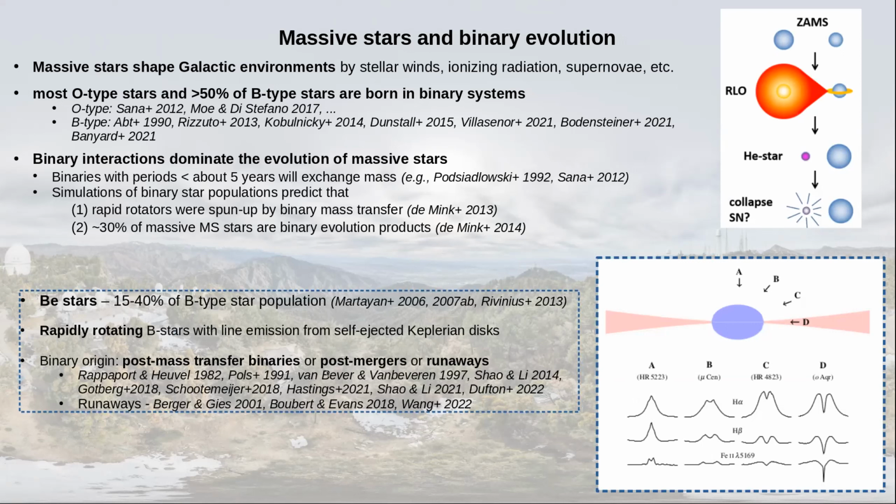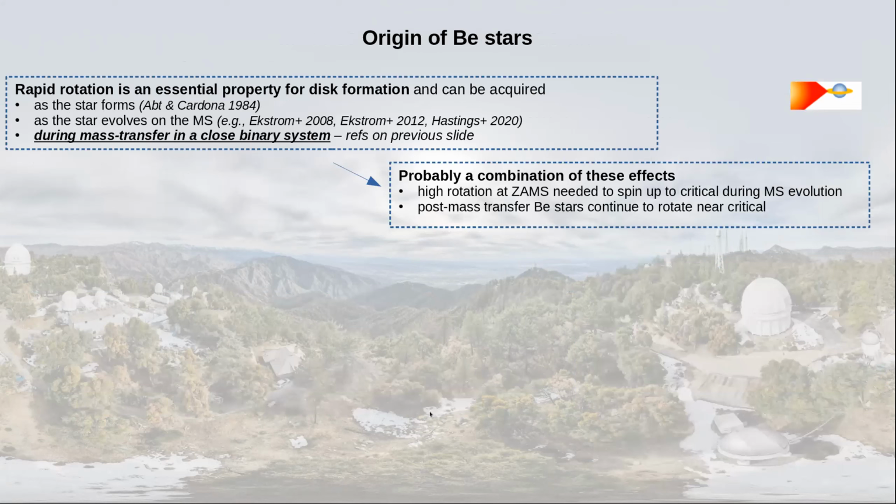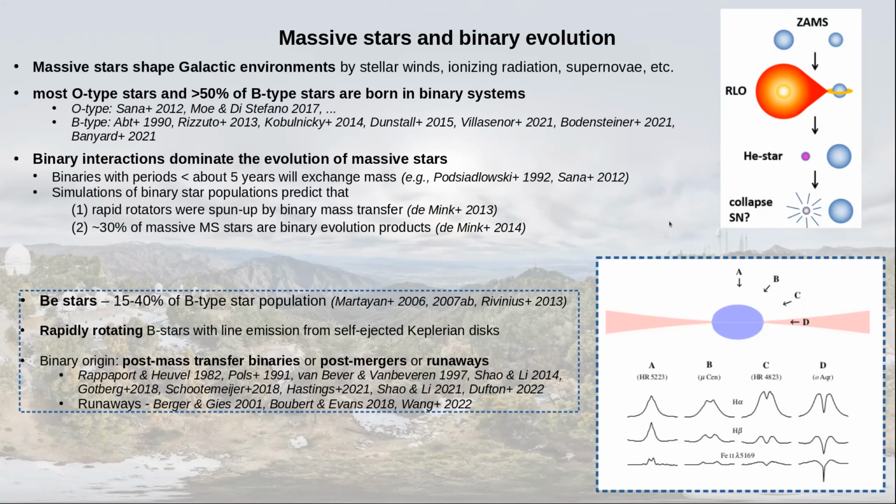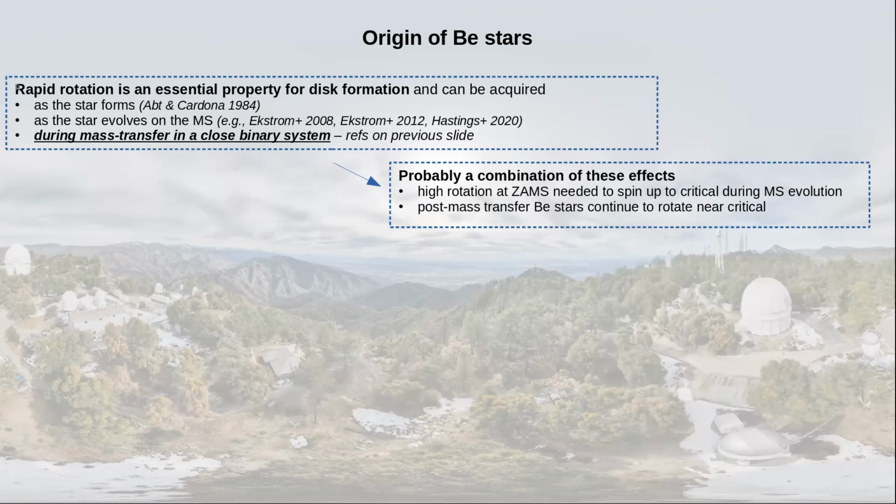So the binary origin is definitely one of the channels which can form BE stars, and it has been theorized about a lot. Different models predict different proportions, whether it's most of them or only a smaller fraction of them. Because there are at least two other channels that are possible for the BE star to acquire the rapid rotation, which is an essential property to form the disk. So this holds a key to why there are BE stars, why they form disks.